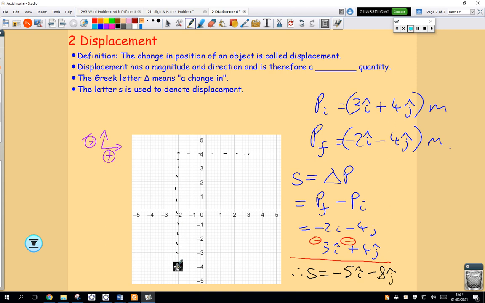Okay? And that is displacement, and it's a second important quantity in our course. The third thing we'll be talking about in our next lesson is something called average velocity. So displacement, the change in position. Remember, it's a vector quantity since it has both magnitude and direction. The units in this case, we might say, are meters.